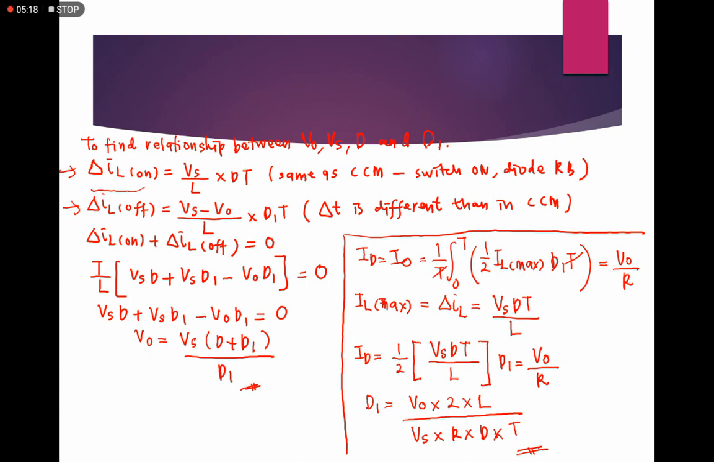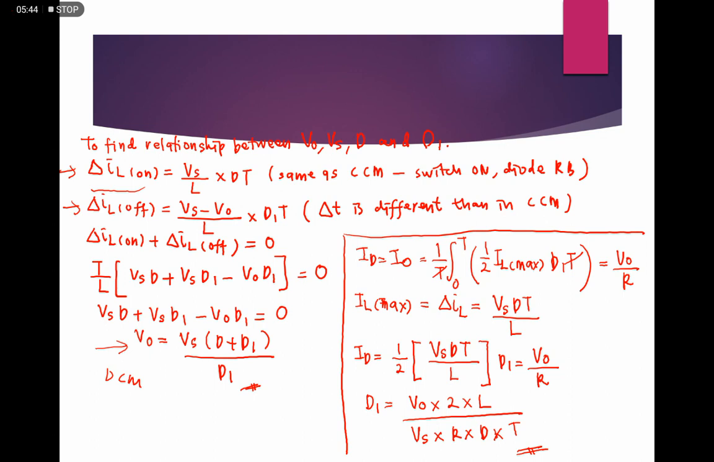From these two equations, we equate them together using KCL, then rearrange and cancel the similar terms, and finally we are able to get the output voltage equation in DCM, which is V0 equals Vs multiplied by D plus D1 over D1.